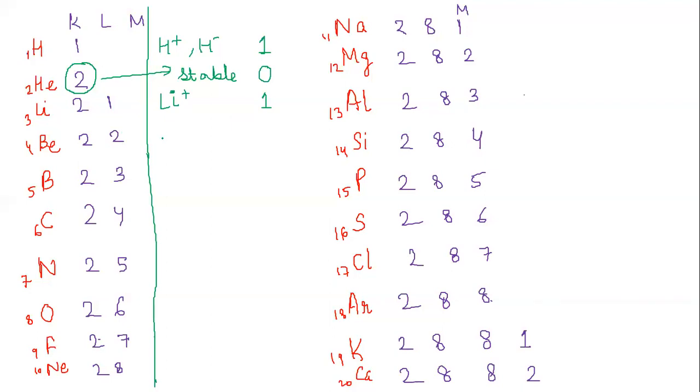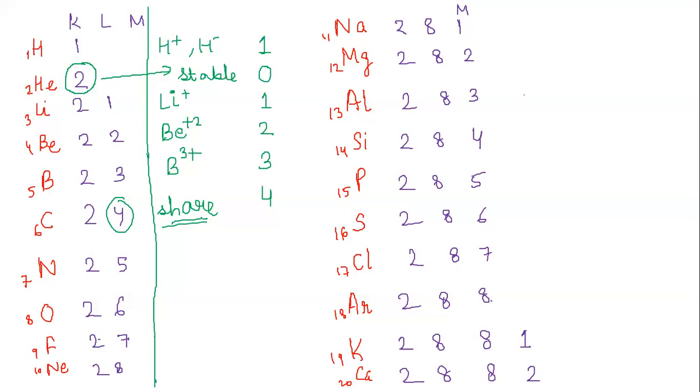Similarly, beryllium will lose 2 electrons to become stable. So its valency will be 2 because 2 electrons are lost. Boron will lose 3 electrons, so its valency will be 3. Carbon is a special case. It needs 4 more electrons to complete the octet, so its valency is 4. In this case, it will neither lose electrons nor gain electrons. It will share electrons. And in chapter 4, we'll study about sharing of electrons in detail.